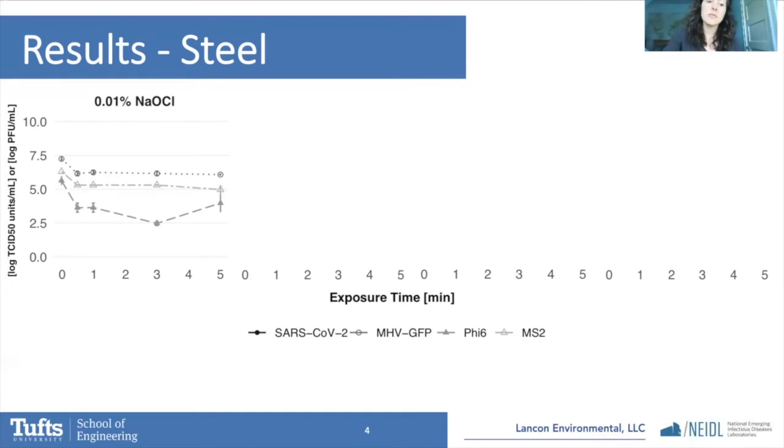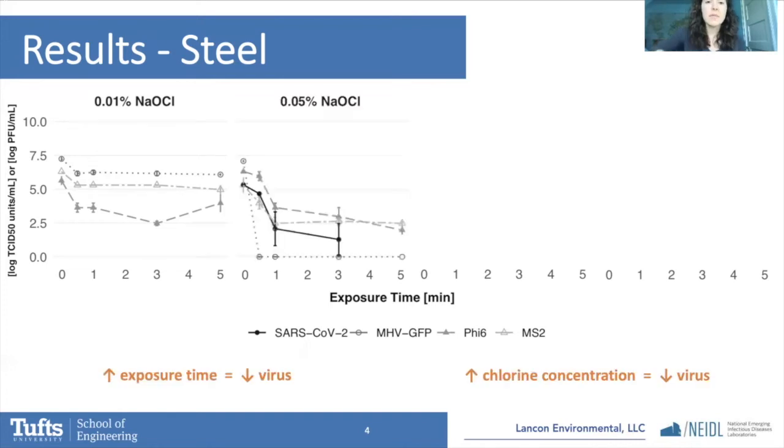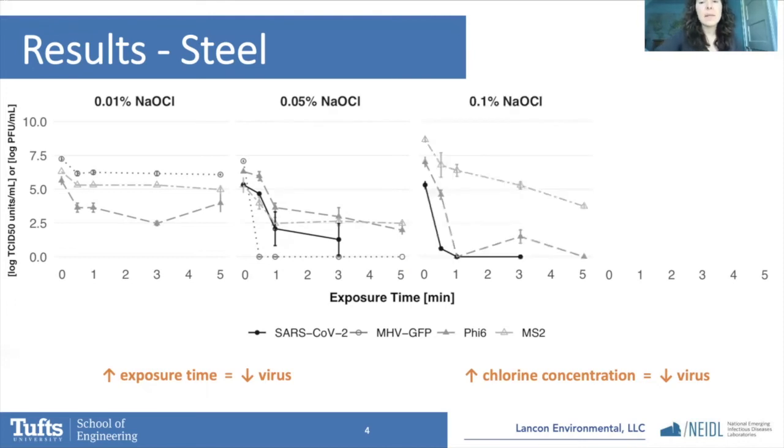So we can see that for 0.01% NaOCl, we don't have much reduction in these organisms over the 5-minute exposure time. But when we increase the concentration to 0.05% NaOCl, we see that as the exposure time increases, our virus decreases, and as our chlorine concentration has increased, now our virus has decreased on the surface. And that's particularly true for MHV in this plot. And then as we increase to 0.1% NaOCl in black, you'll notice that the SARS-CoV-2 is being reduced to non-detect within 1 minute, and then at 0.5% NaOCl within 30 seconds, SARS-CoV-2 is reduced to non-detect.